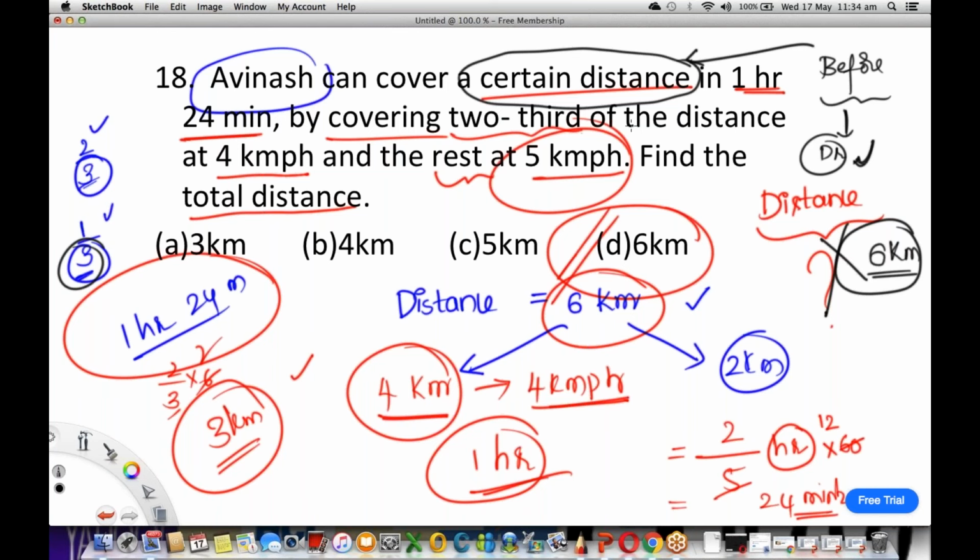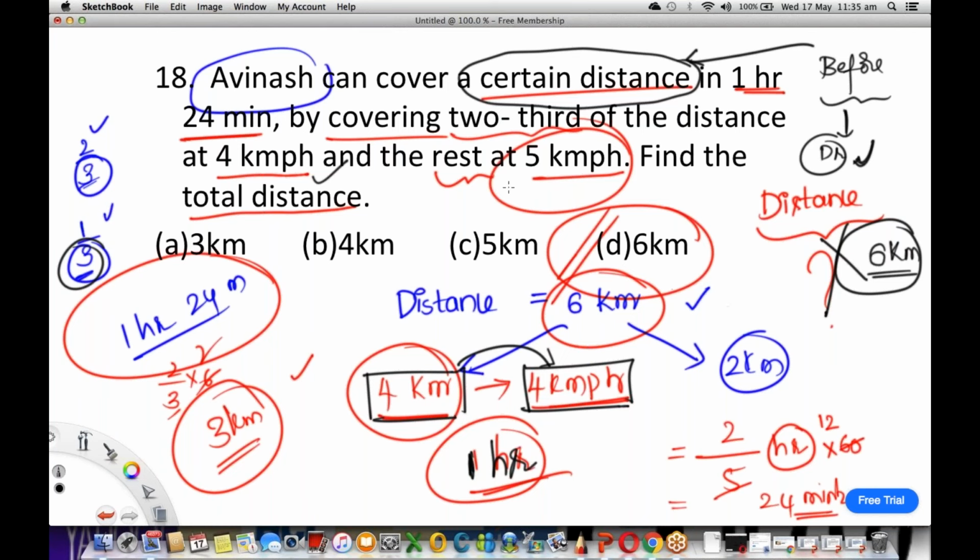By covering 2/3 of the distance, sorry, it will make 1 hour 24 minutes as a total journey, by covering 2/3 of the distance at 4 kilometer per hour. So what is 2/3 of 6 kilometers? It is nothing but 4 kilometers. 4 kilometers is traveled at a speed of 4 kilometer per hour. That means what is the time taken? Time taken will obviously be 1 hour, because 4 kilometer per hour itself is telling that it can make 4 kilometers of journey in 1 hour of time.